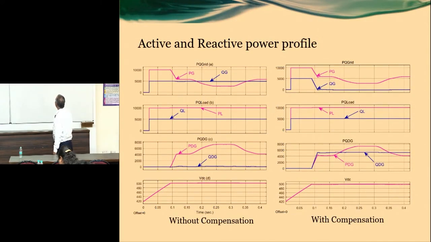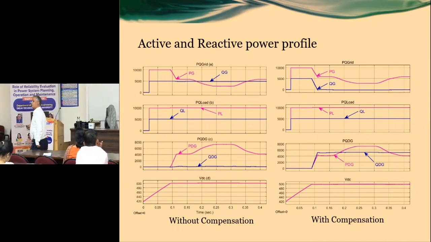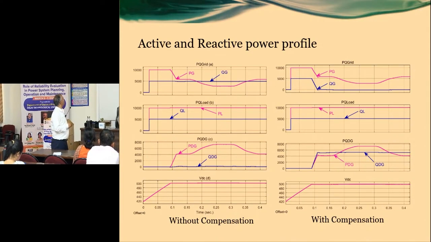Active power profile, reactive power profile. You see all these curves, whatever exchange is happening, the load is almost fixed, generation is variable, but the grid is not supplying any reactive power. Grid is not supplying any reactive power because the reactive power is being supplied from the generator side, solar power or wind turbine side.